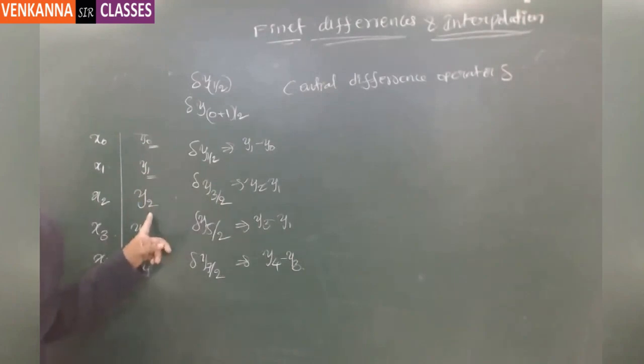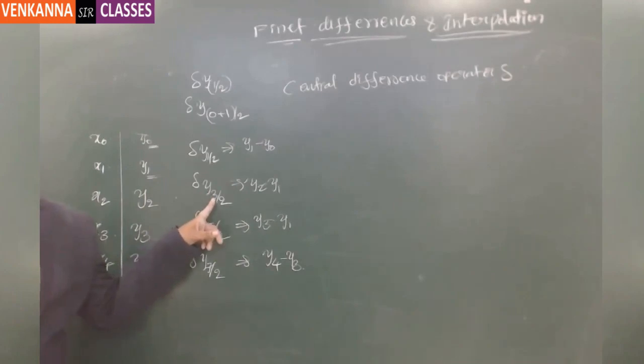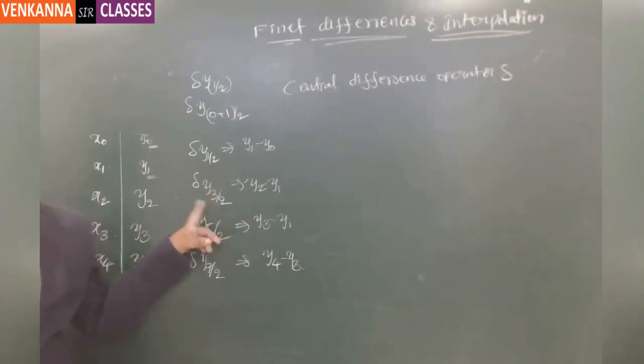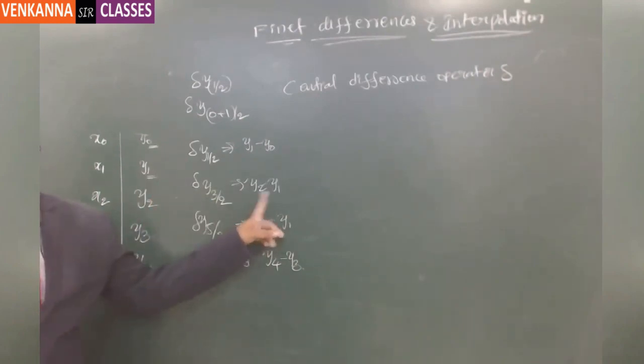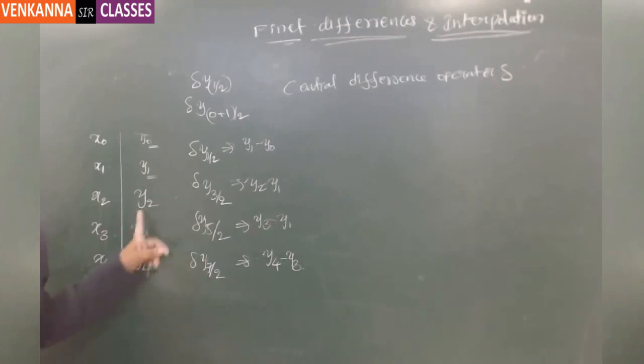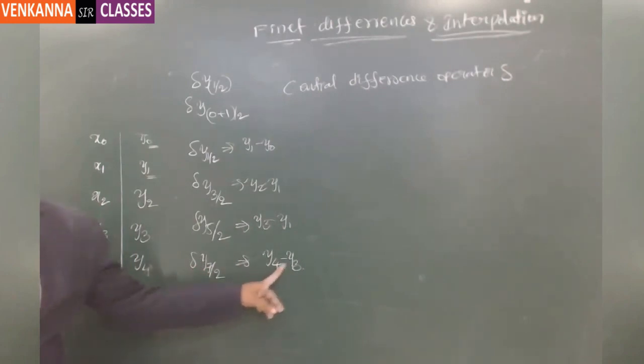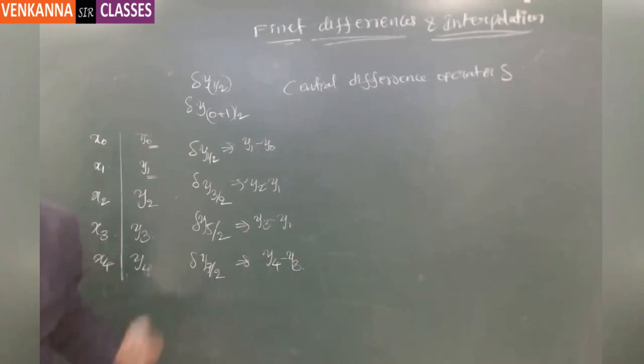And similarly, here also the central value is the average of this 1 and 2. So delta of y3 by 2. This is just a convention. So the central difference operator acting on y of 3 by 2 will give you a relation between y of 2 and y1, which is the difference y2 minus y1. Similarly, here 2 plus 3 by 2 is 5 by 2, 3 plus 4 by 2 is 7 by 2. So y4 minus y3 is expressed as delta y7 by 2, which is the average of these two values 3 and 4 by 2. Got it, Pankaj?